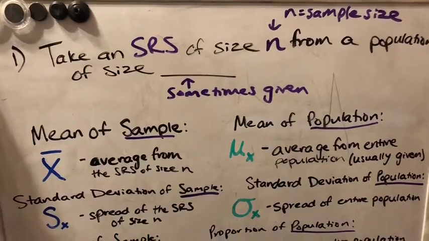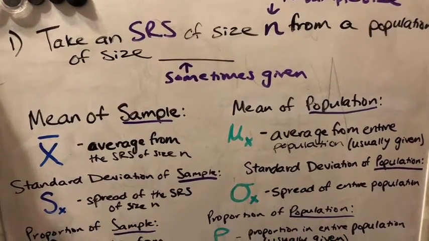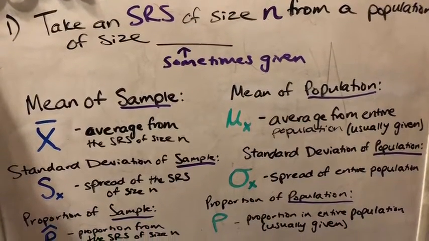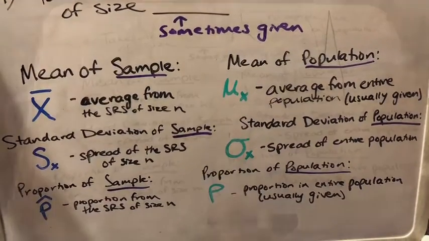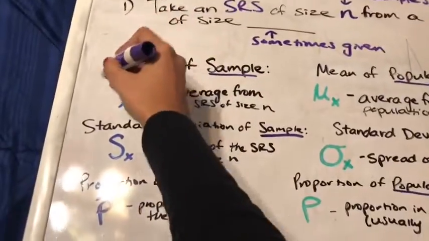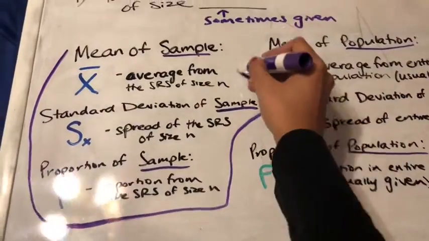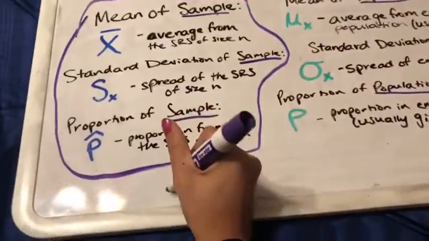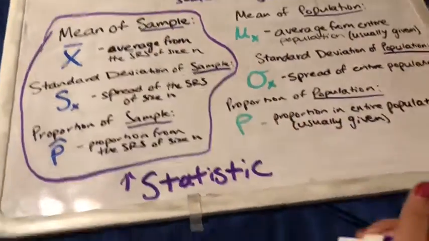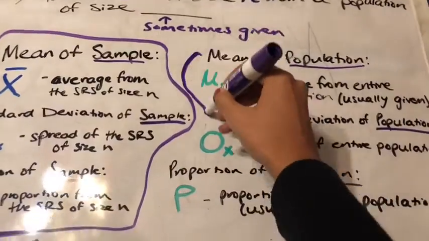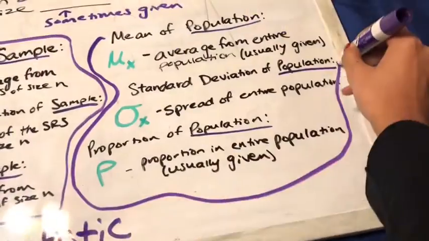To understand sampling distributions, you must first understand what a sample is. A sample is a part of a population. It is like a part of a whole. Values that describe a sample are called statistics. Values that describe a population are called parameters.